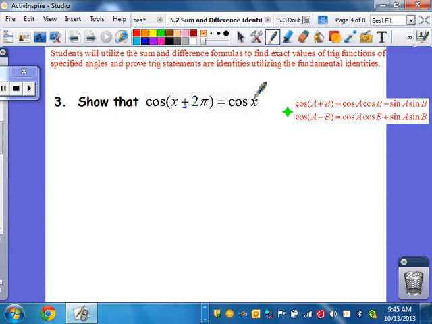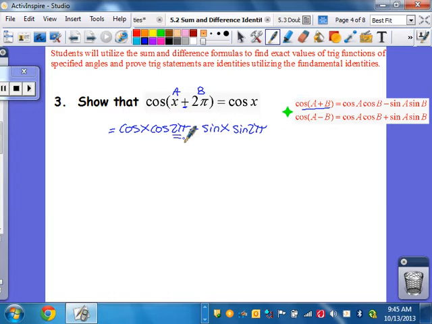We're hoping to show that it's just cosine theta at the end. So here's my sum formulas. I'm going to write that down. This is my A. This is my B. Okay, so this is going to be equal to cosine A, which in this case is actually x, and then cosine of B, which is just 2 pi, minus sine of A, which is x, sine of B, which is 2 pi. Oh my. The cosine x and the sine x, you can't touch that.